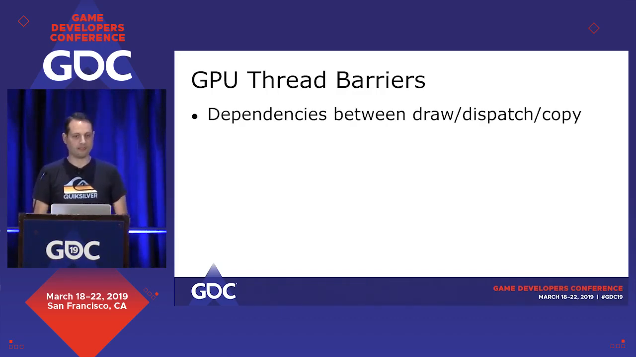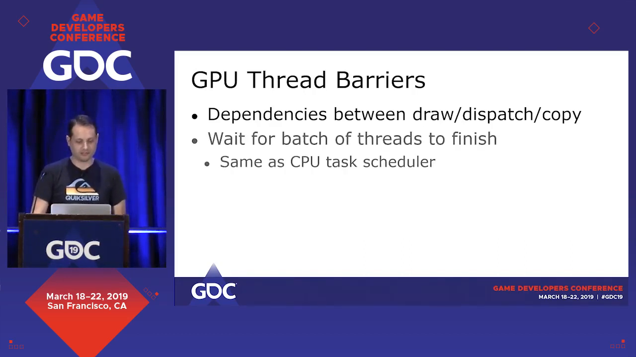So if you've got dependencies between two draw calls or two dispatches or something like that, then what you need to do is you need some mechanism that's going to basically wait for this whole batch of threads that would spawn from a draw or dispatch and wait for them to completely run to completion. So it's kind of similar to what you might have if you use a task-based job system with a CPU task scheduler, right?